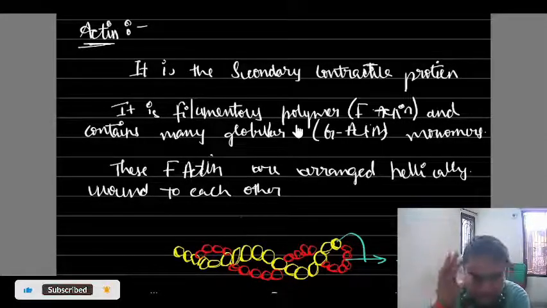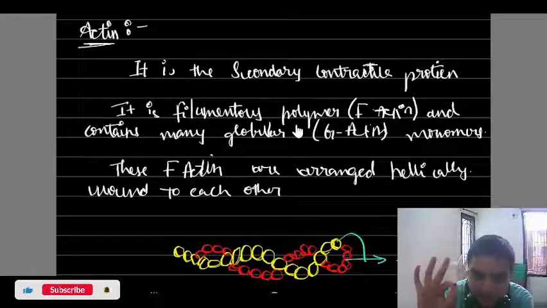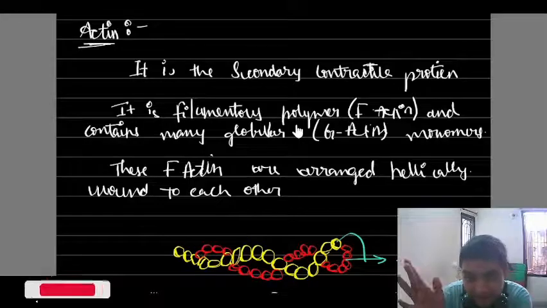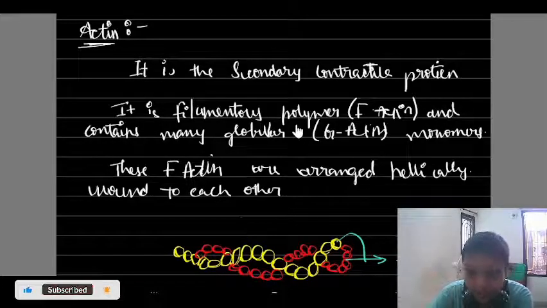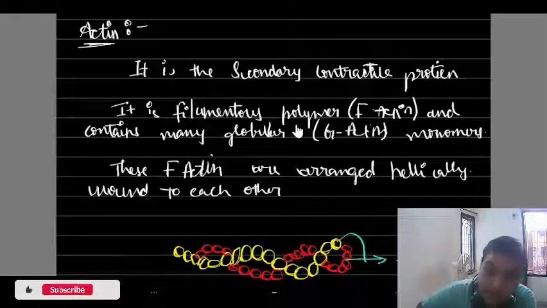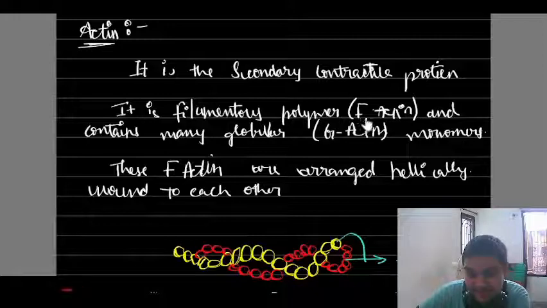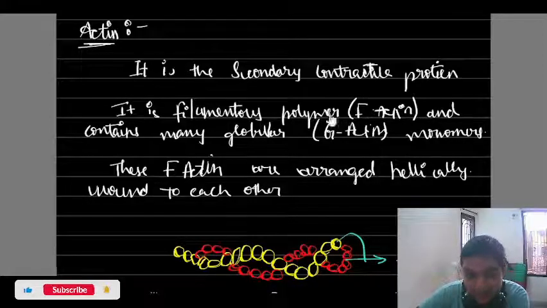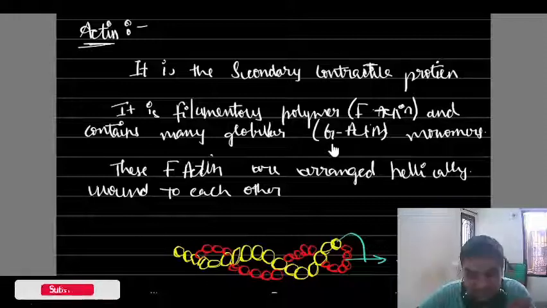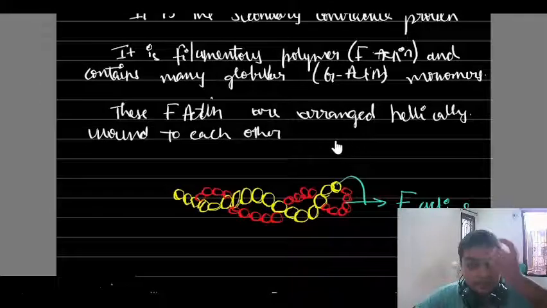Let's understand it like this. Actin filament is of two types. One is filamentous actin, the second one is globular actin. Filamentous actin is made up of globular actins. Therefore, we consider filamentous actin as a polymer and globular actin as a monomer. Filamentous actin is represented by F actin, and globular actin is represented by G actin. Now these F actins are arranged.